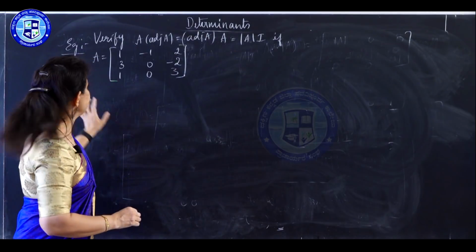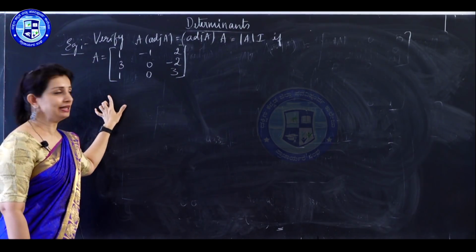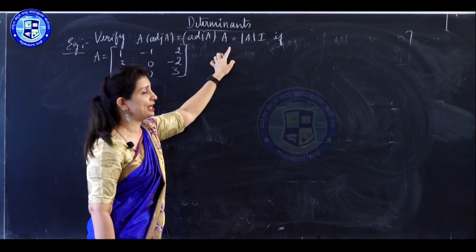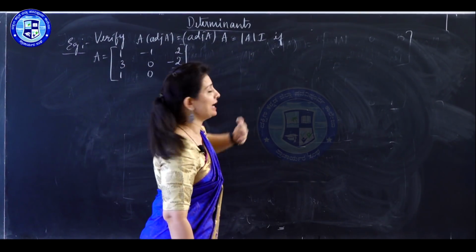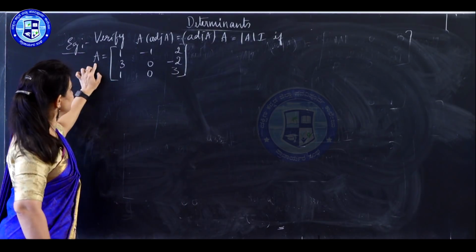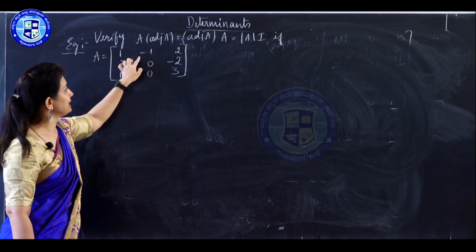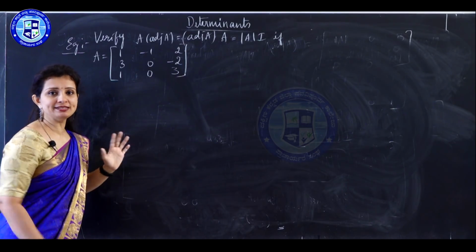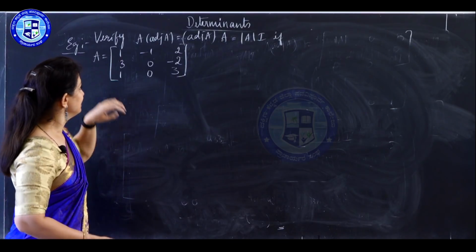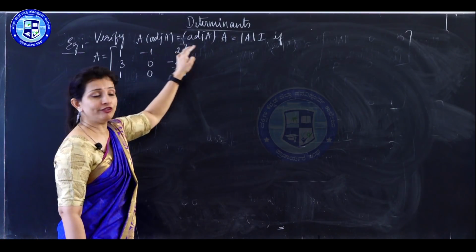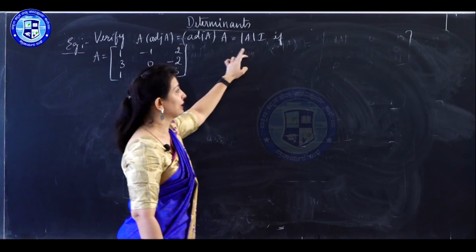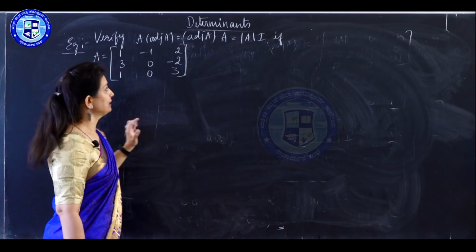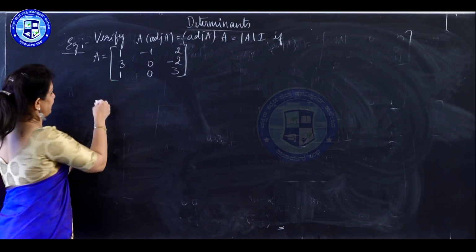Okay. Look at the example based on the same theorem. We have to verify A into adjoint A is equal to adjoint A into A is equal to determinant A into I. What is given here? Matrix A is 1 minus 1 2, 3 0 minus 2, 1 0 3. You have to verify that A into adjoint A is determinant A into I, and adjoint A into A is determinant A into I. So first find out what is determinant A.